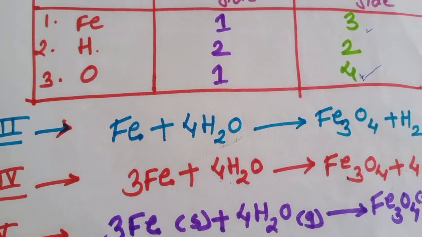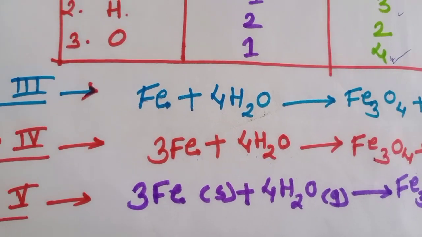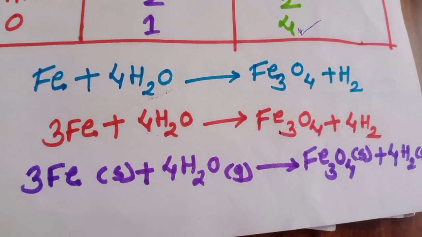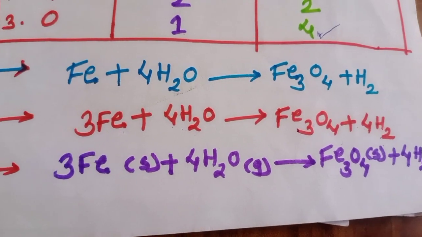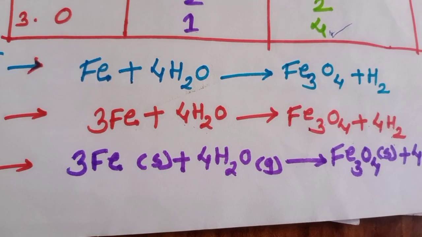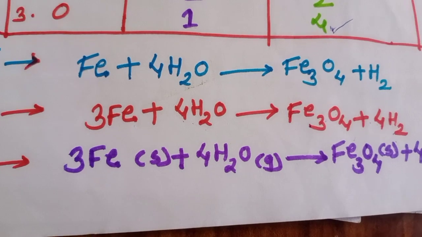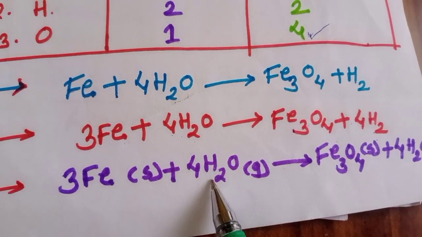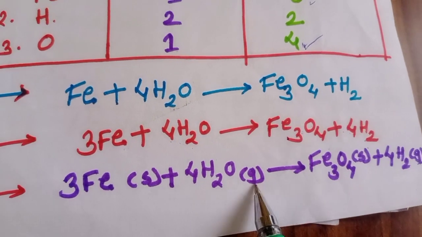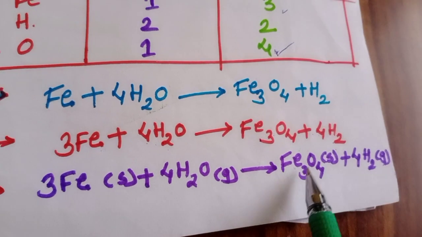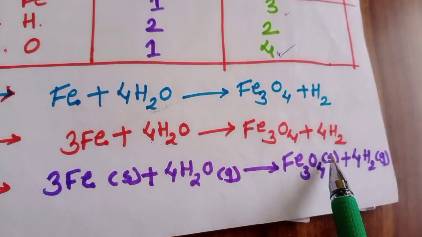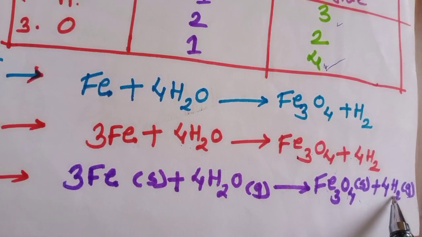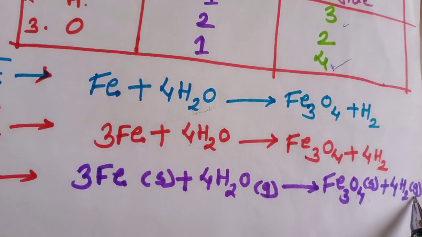So write the physical states of the reactants and products. Physical states, as I told you before, whether the reactants are in solid, liquid or gaseous state, that you have to see and you have to write. So here you can see iron is in solid state, so we are writing s. Water is in gaseous state, so we are writing g, small g. Fe3O4 is in solid state, so we are writing s over here. And next is hydrogen. Hydrogen is in gaseous state.